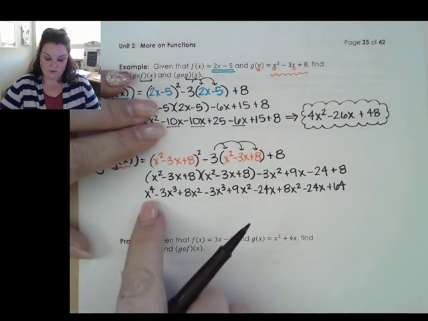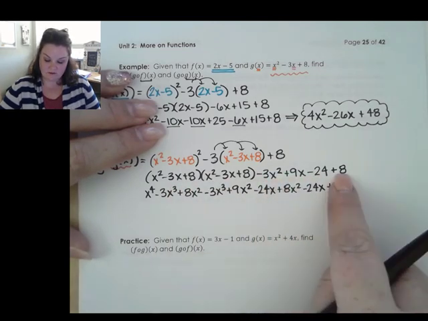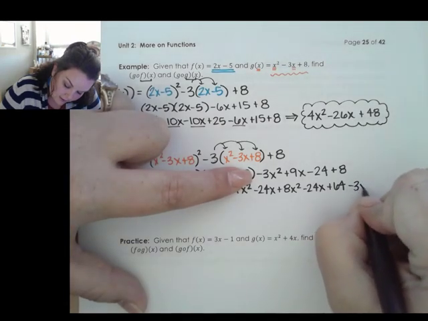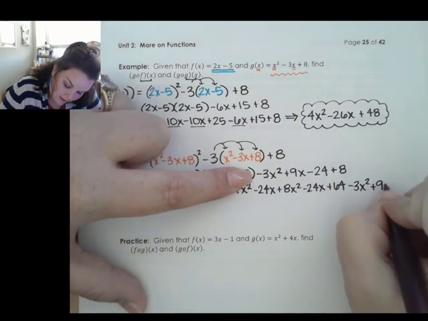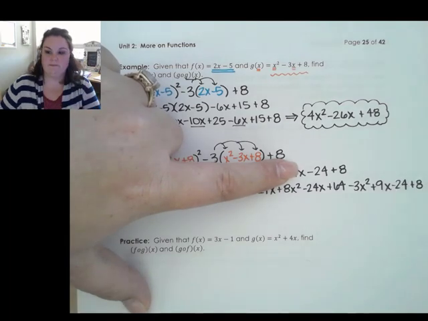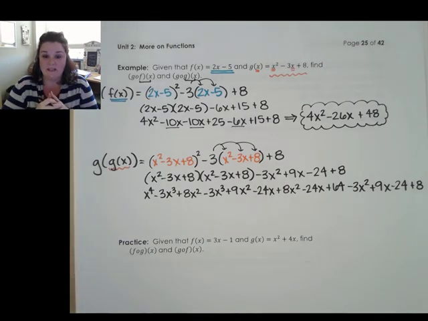Okay, so this is what I got from distributing these two, and now I should still have these other 4 terms, which I'm going to write out to the side here. So I get negative 3x squared plus 9x minus 24 plus 8. Okay, so now that we have everything written out, now we just need to collect and combine like terms.